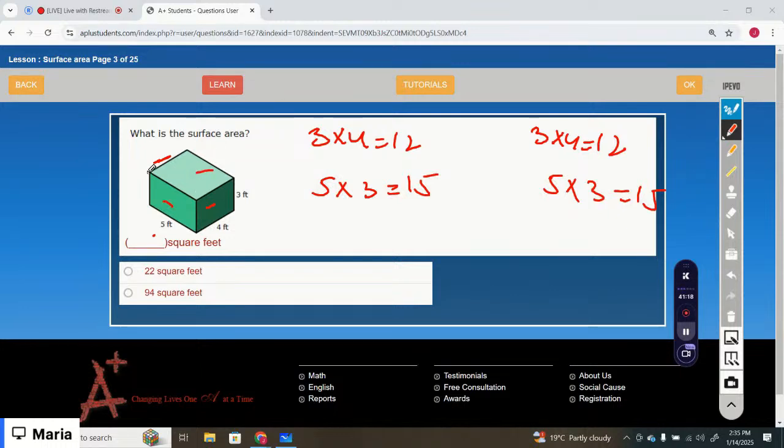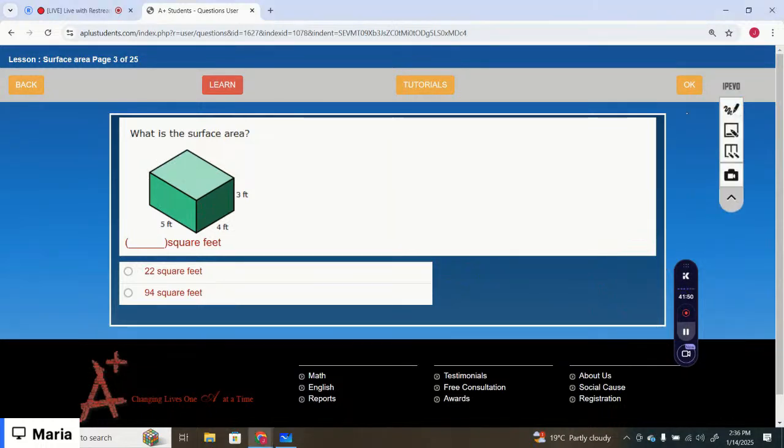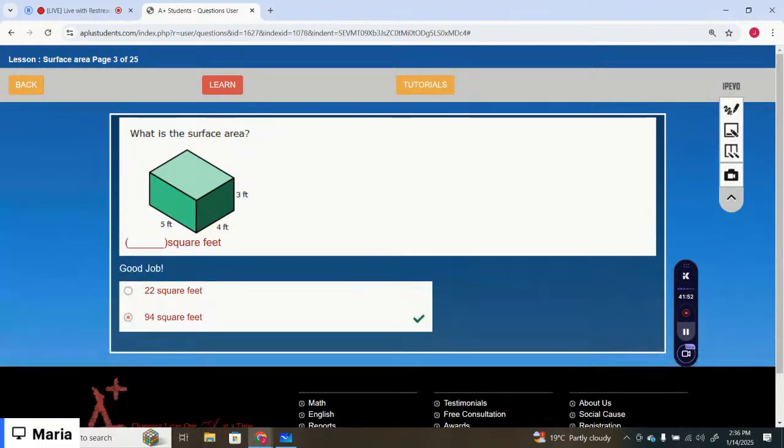Now calculate this one, that is 5 and that is 4. So that is 5 times 4 is 20. You need to add the area of all the faces. So 12 plus 12 plus 15 plus 15 plus 20 plus 20. So when you add them, that is 94 square feet. Option number 2 is the correct option.